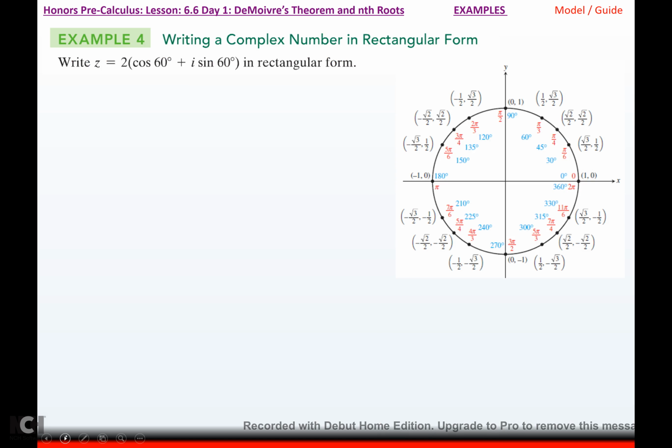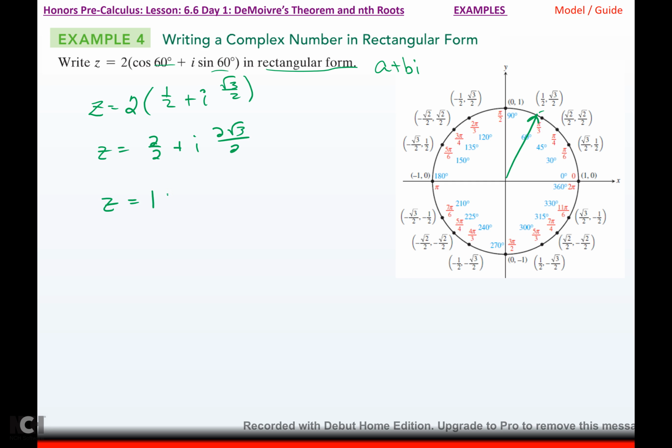Okay, now how do we go backwards? What if they give me a polar form and they want me to go back to rectangular form, meaning they want me to rewrite it as a plus bi? Well, this is simpler, because all you do is replace this with their exact values and simplify. So this would be 2. Cosine of 60 degrees would be 1/2. Plus i sine 60 degrees would be the square root of 3 over 2. So if I distribute that, I get 2 over 2 plus i 2 square roots of 3 over 2. That gives me 1 plus i square root of 3. Okie dokie.